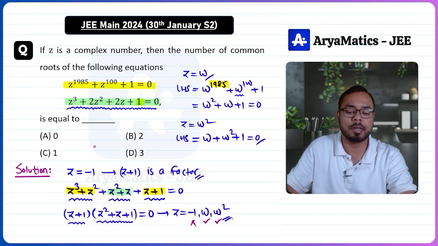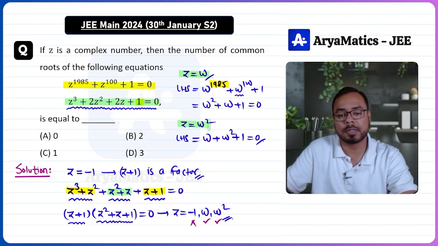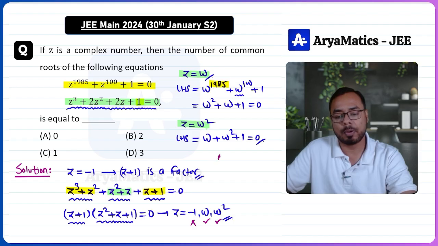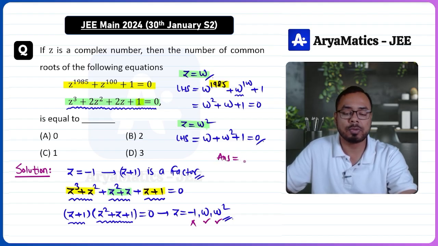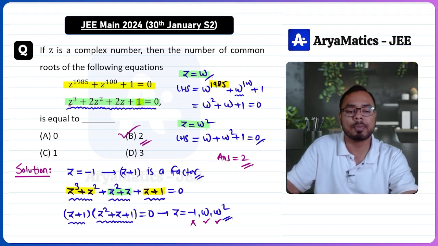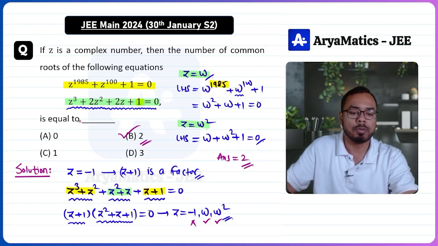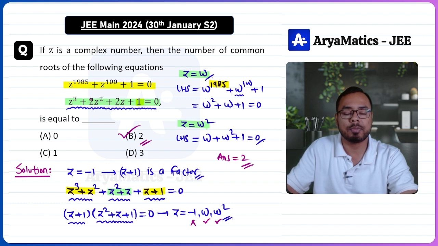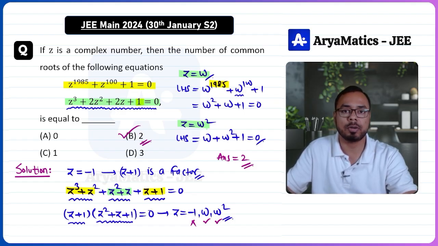So for the second equation there are three roots: minus 1, omega and omega square. The two roots omega and omega square will also satisfy the first equation, and therefore the number of common roots for these two equations will be 2, and hence the correct answer is the second option, right? So this was not a difficult problem. Again, just solve the second equation. One root you need to find using hit and trial method, and once you get that root, the other two roots are omega and omega square, and then we need to verify from the first equation. So only the other two roots, omega and omega square, satisfy the first equation, and therefore those two are the common roots, and hence the correct answer for this problem is the second option.